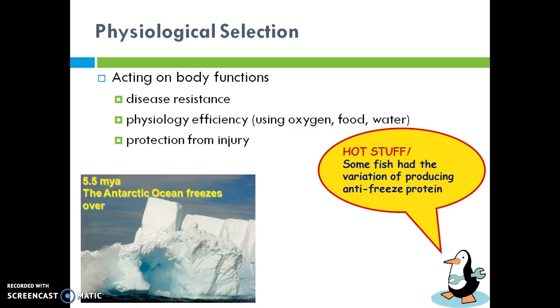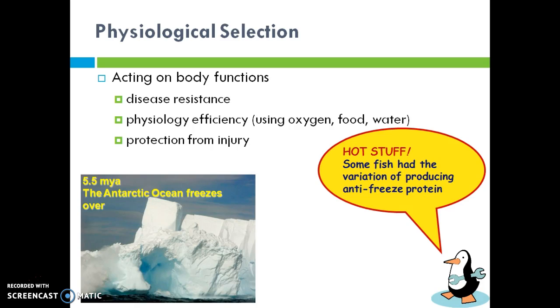You can also look at the physiological efficiency. So how do they use oxygen? How do they use food? How do they store water? A good example of that would be like camels. That is a physiological selection where camels that are able to store more water in their hump, more moisture, are able to last longer in a desert, so that's good.